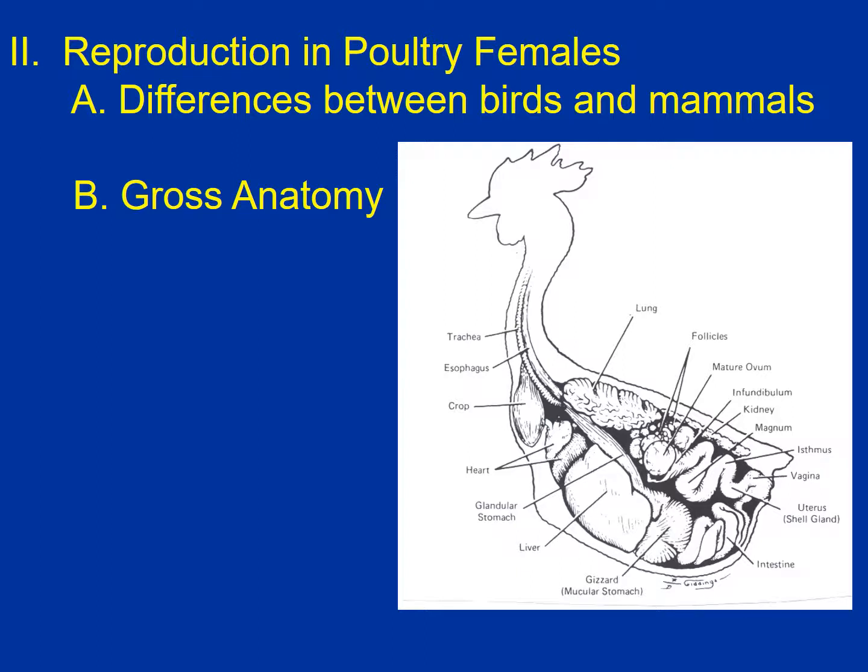Well, birds definitely have some differences as far as the reproductive tract compared to mammals. We do have a little bit of the gross anatomy here. Here's the digestive tract in a hen. Here's the reproductive tract with the ovaries and then the rest of the reproductive tract here. But just pause for a minute and think of the differences between reproduction in avian species compared to mammalian species. Can you think of two or three?